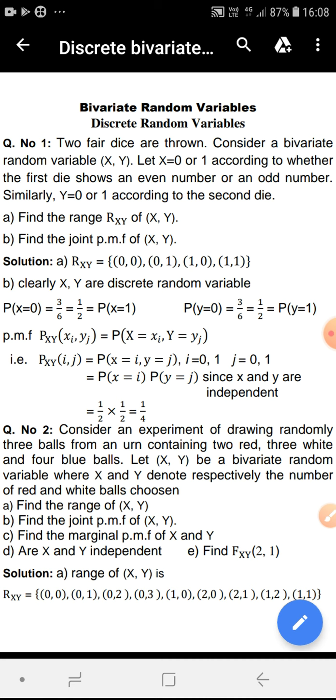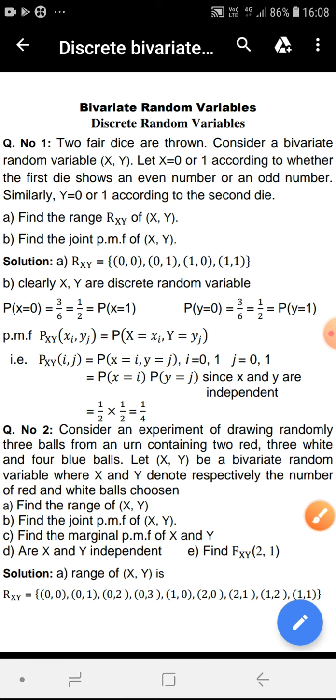Probability mass function Pxy: when x is 0, y is 0, it will be 1 by 4. When x is 0, y is 1, Pxy of 0 comma 1 will be 1 by 4. When x is 1 and y is 0, Pxy of 1 comma 0 will be 1 by 4.